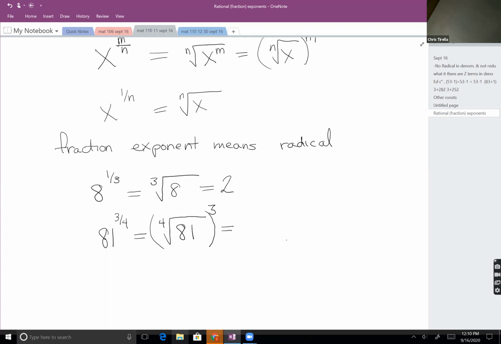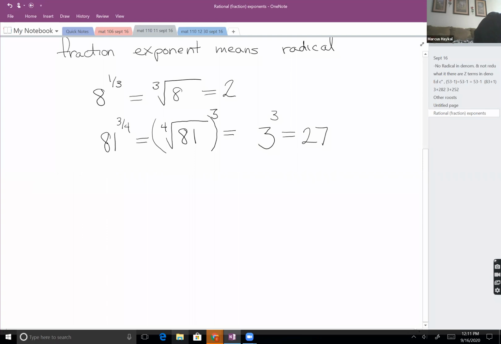What's the 4th root of 81? I think we said that was 3. And when I raise it to the 3rd power, I'll get 27. So basically, whatever's in the bottom is the root. The denominator is the index of the radical. And what would the numerator be? The exponent. Oh, okay.